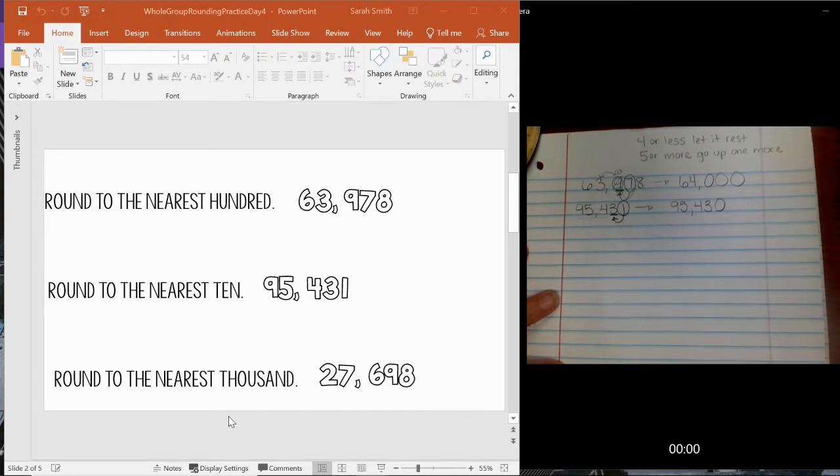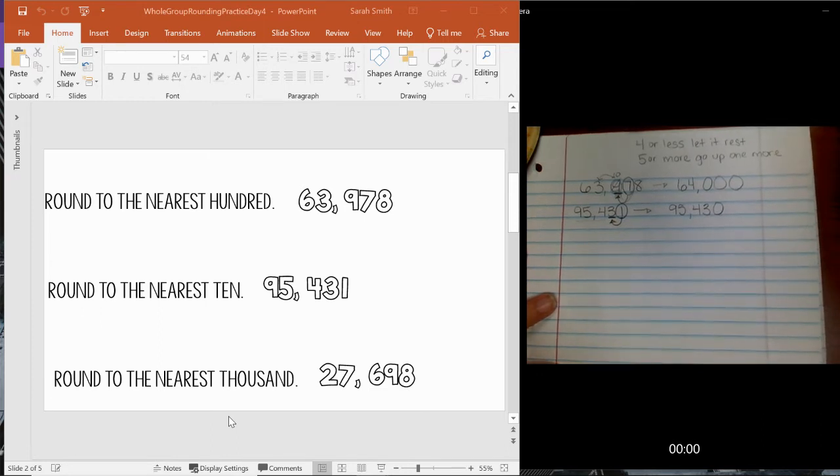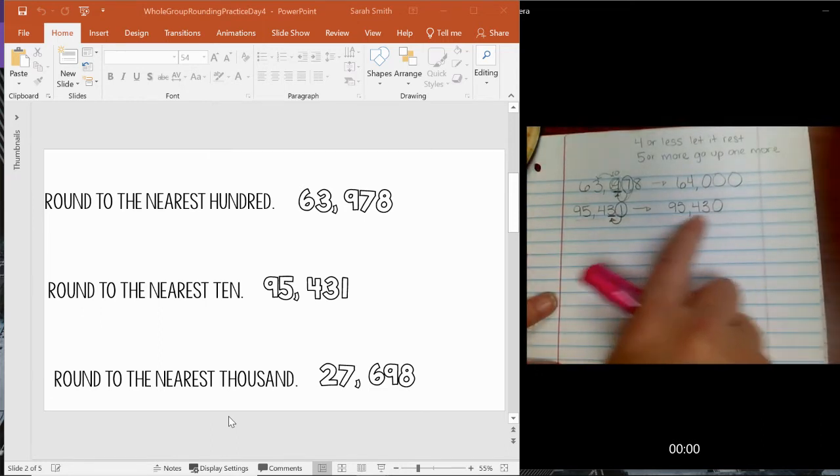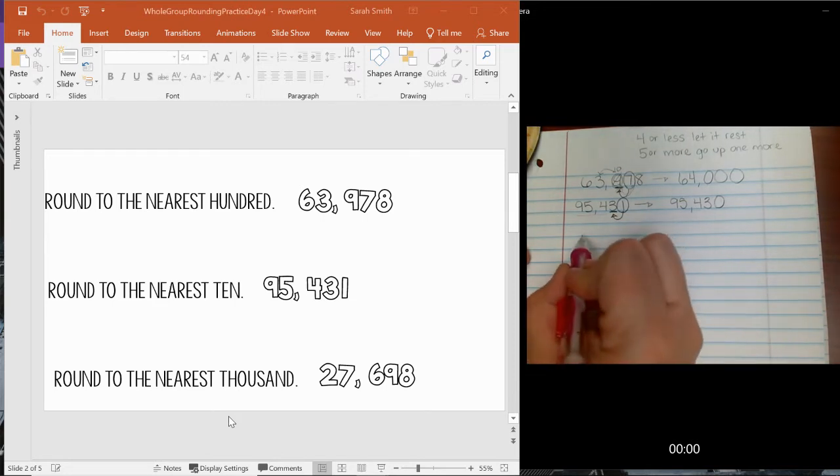95,431 people and somebody said, well, round that up to an even number for me, and they said, okay, 95,430, you wouldn't go 30 people. That wouldn't make any sense. It would be crazy. So you want to make sure that you're not getting rid of the numbers in front of the place you're rounding to. All right. Let's look at the third one.